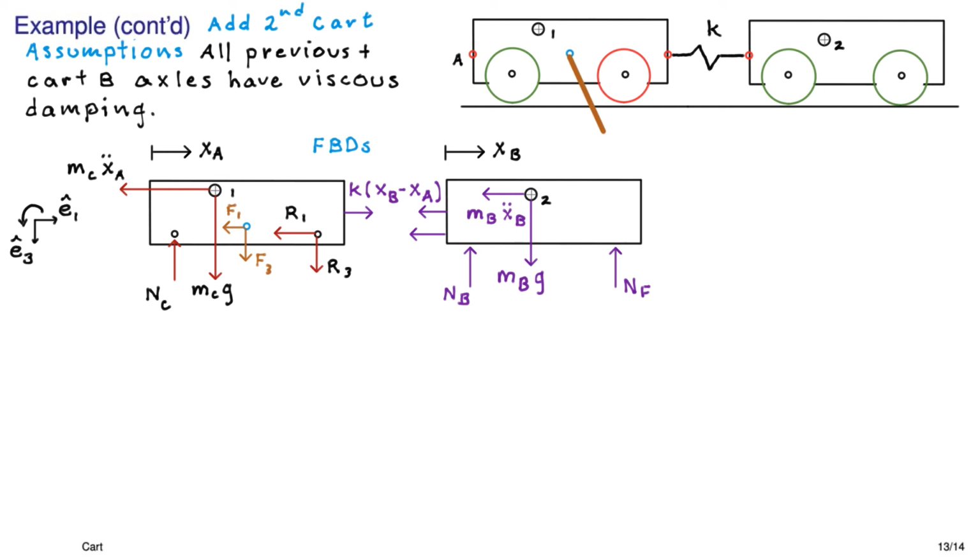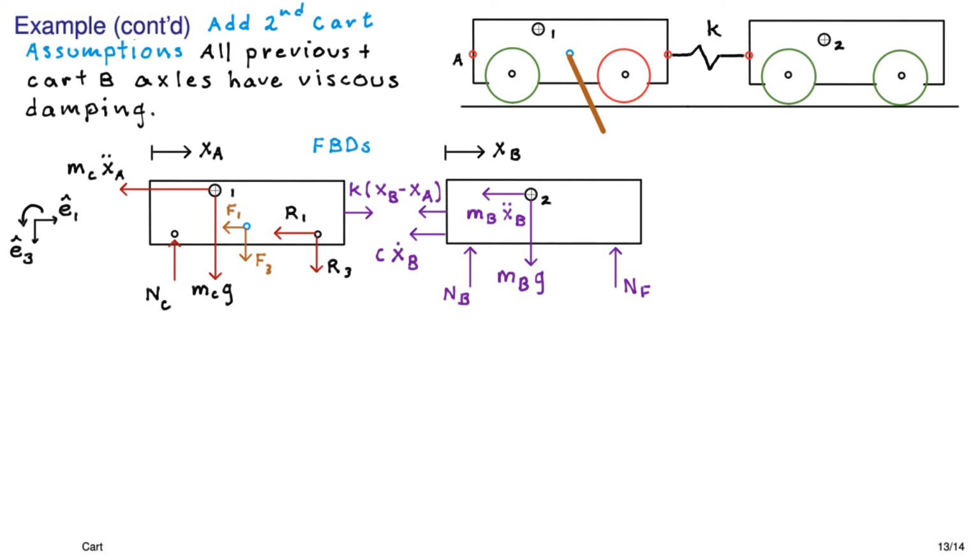You could do it that way. And then you could ask yourself, what does the B cart feel in terms of a force in that positive scenario? And what it would feel is K times the quantity XB minus XA in the direction shown, sort of in that negative E1 hat direction. And once you get that, then you can do the equal and opposite on cart A.